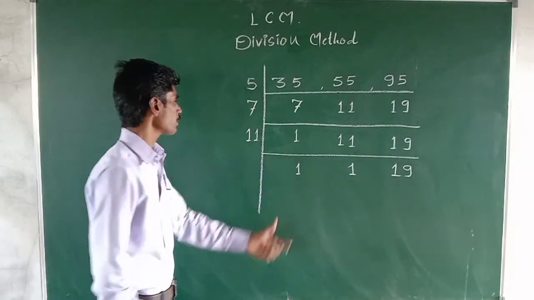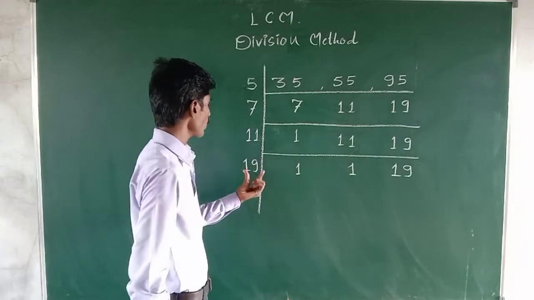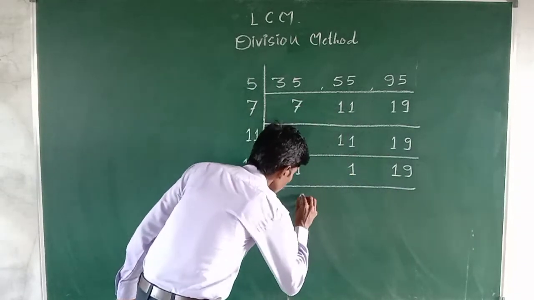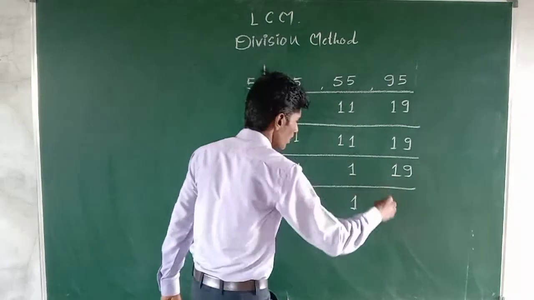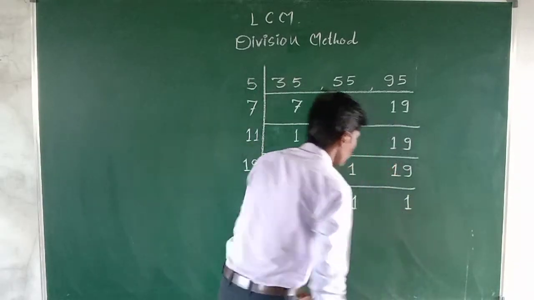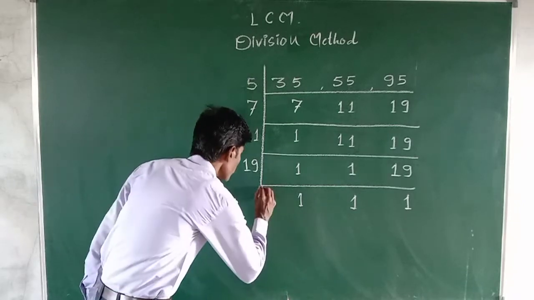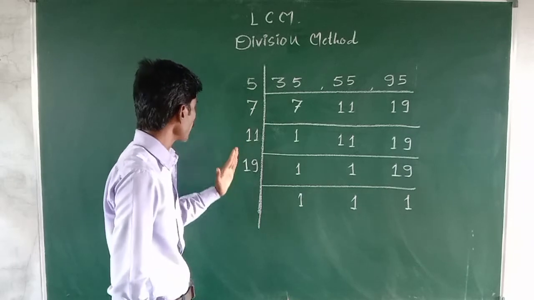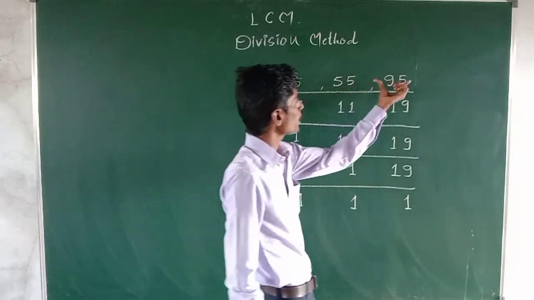After that, this 19 can be divided only by 19. So 19, this 1 will come here as it is. 19 ones are 19. So now 1 is the remainder. So 5, 7, 11 and 19 are the factors of 35, 55 and 95.